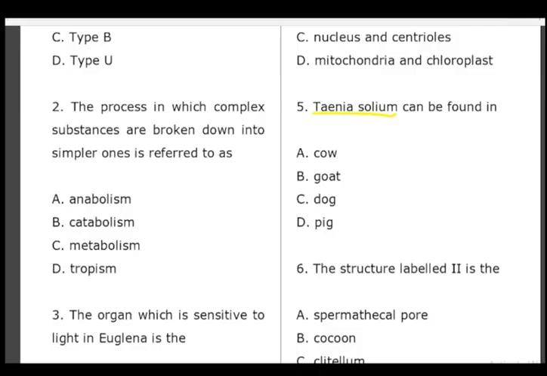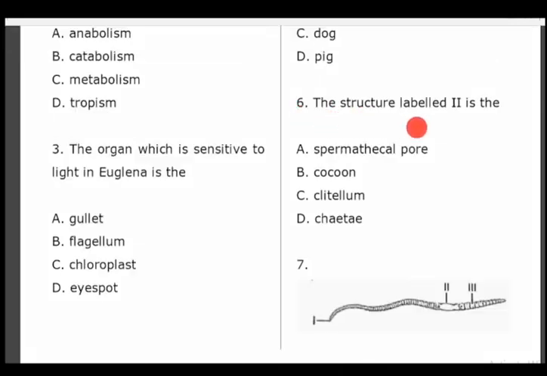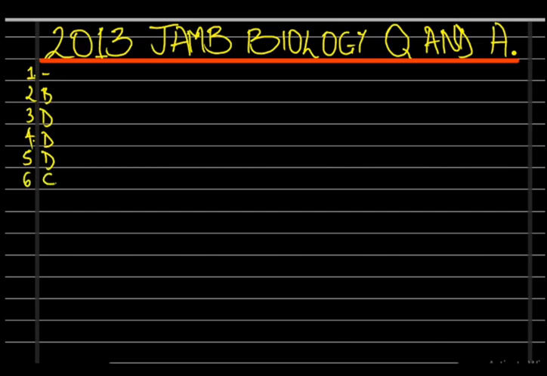So let's move to the next question now, which is question 6. Question 6 says the structure labeled 2, in this organism here, which is this part here, is the what? A, the spermathecal pore, B, the cocoon, C, the clitellum, and D, the chaeta. Actually, this is an organism which is an annelid. So the portion labeled 2 in this organism is actually the clitellum. That is the answer to that question. Option C for number 6, the clitellum.